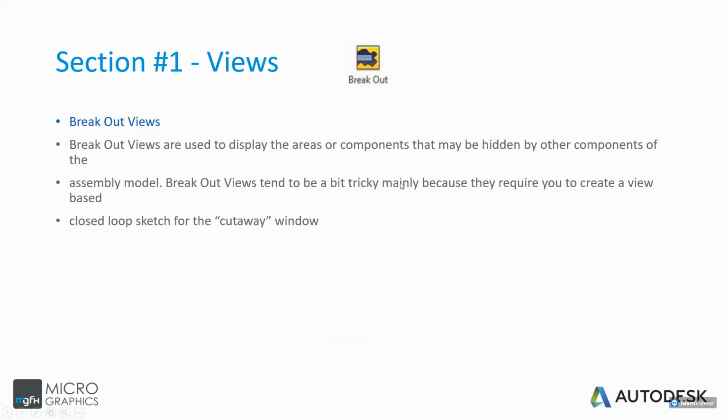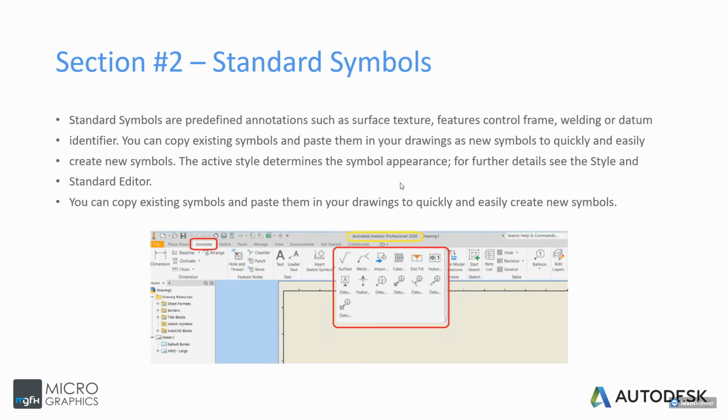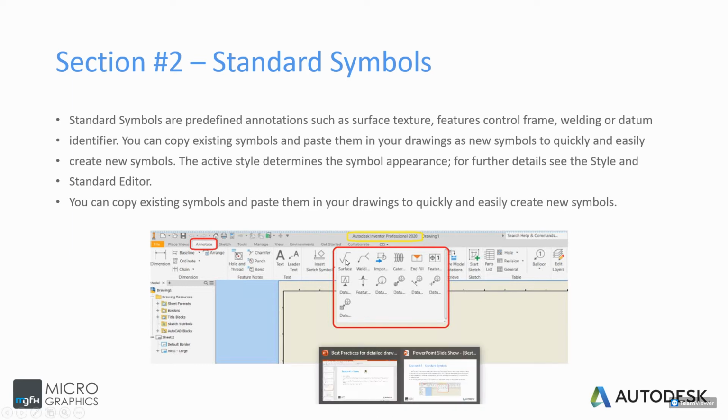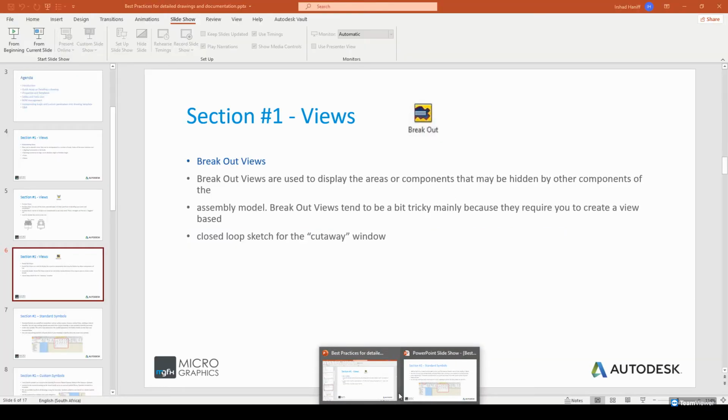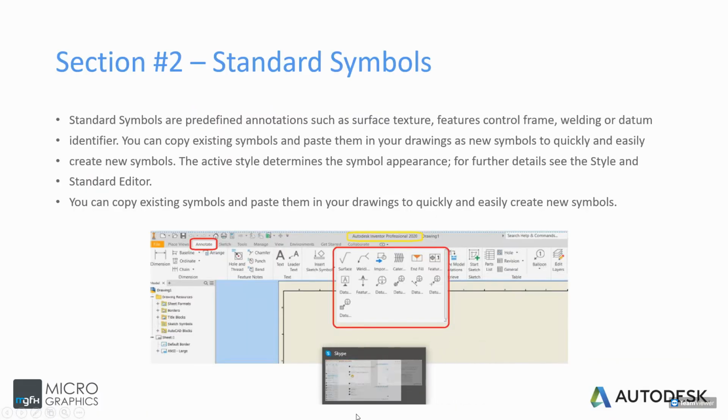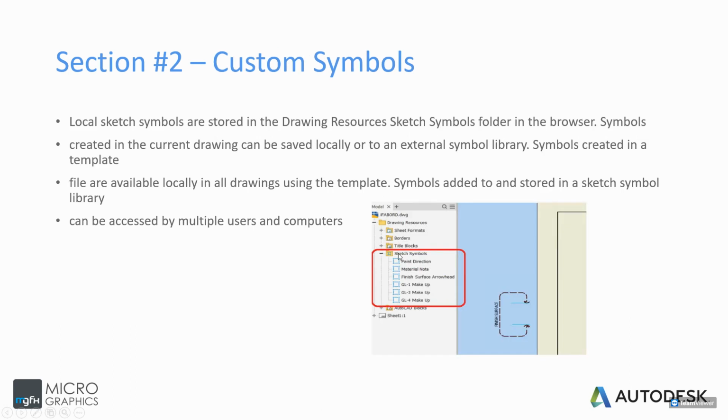And we can go back to our PowerPoint. Okay, so the next section we'll be discussing standard symbols. So if we want to insert things like surface symbols or weld symbols or any indicator for datum, you can insert them here from the standard library, or you can create your own. So you can create your own custom symbols. They will be saved as blocks.